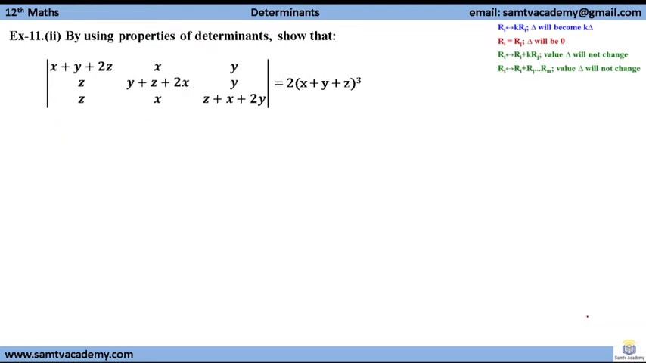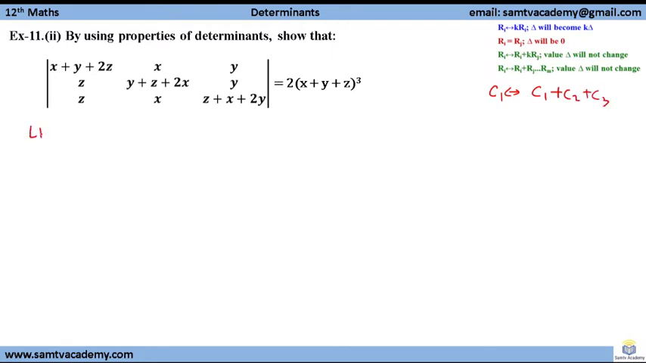Now next comes the second part of 11. Similarly in this also, we have to see what we need. We need x plus y plus z. So where can we get it from? If we add these x and y, we will get 2x plus 2y and 2z. Then we can take 2 common from the first column. So first we will use column 1 replaced with column 1, column 2 plus column 3.